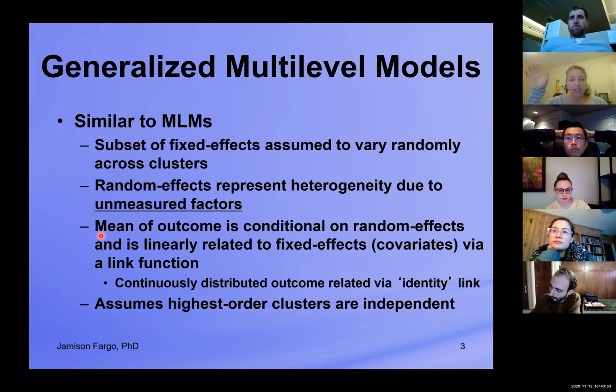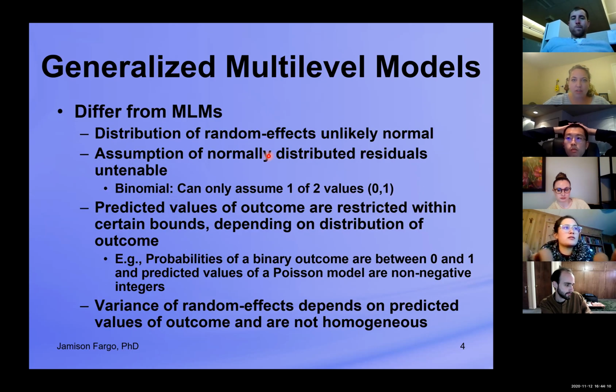We're still going to have fixed effects, and now we're going to have random effects, but we're going to have this family. So we're still assuming that the highest level clusters, the highest level units, are independent, but within each higher level, we have a degree of correlation. So they're the same as multi-level models we've done before, but they are slightly different.